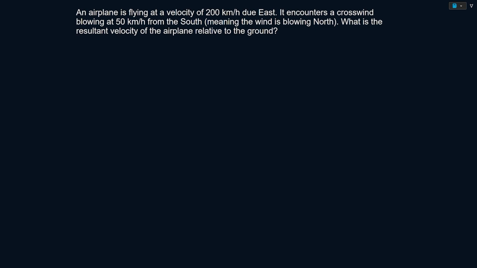An airplane is flying at a velocity of 200 kilometers an hour due east. It encounters a crosswind blowing at 50 kilometers an hour from the south, meaning that the wind is blowing north. What is the resultant velocity of the airplane relative to the ground?